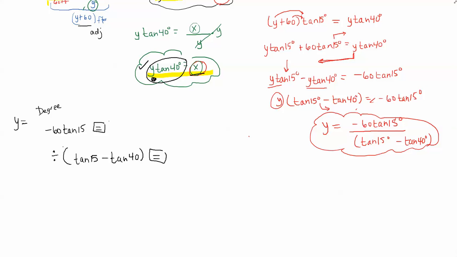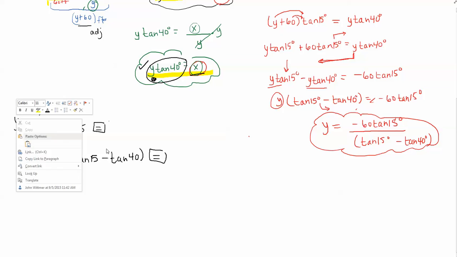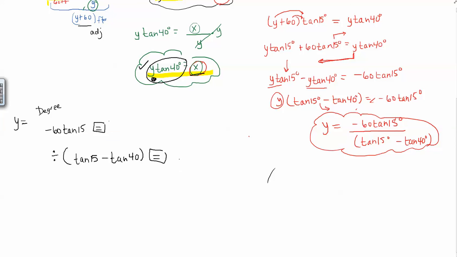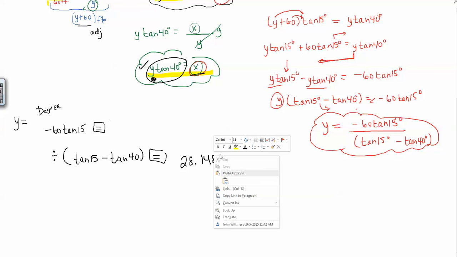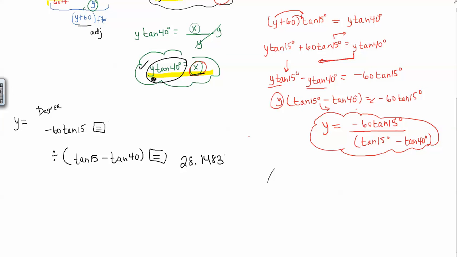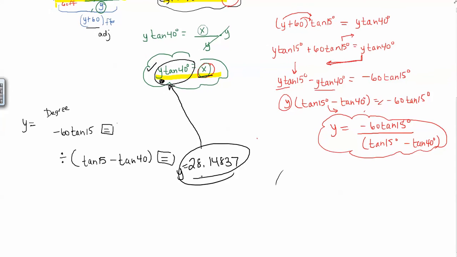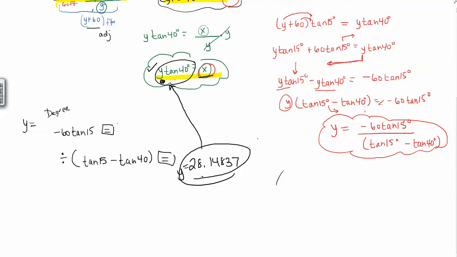Okay, so this result here is giving me approximately 28.14837. So you want to go out to several decimal places there. Now remember, this was what y is right there. Okay, so if I know that that's my y, I can go back and I can really plug it into either x equation, but this one's easier.